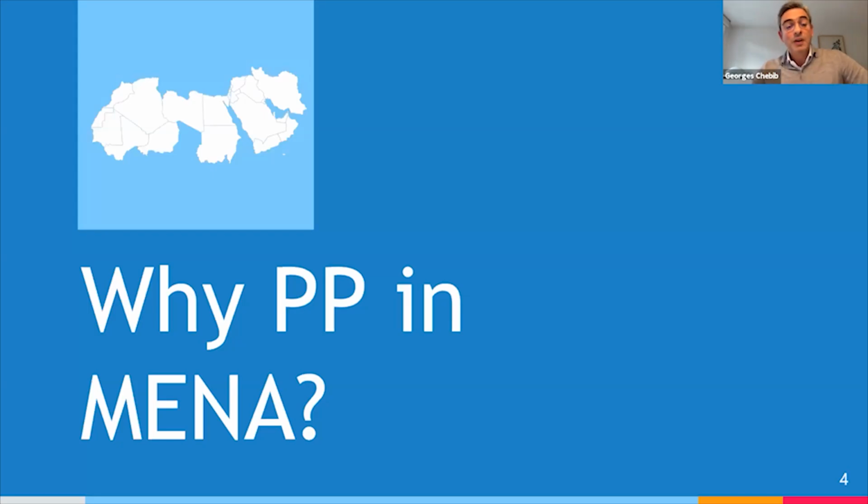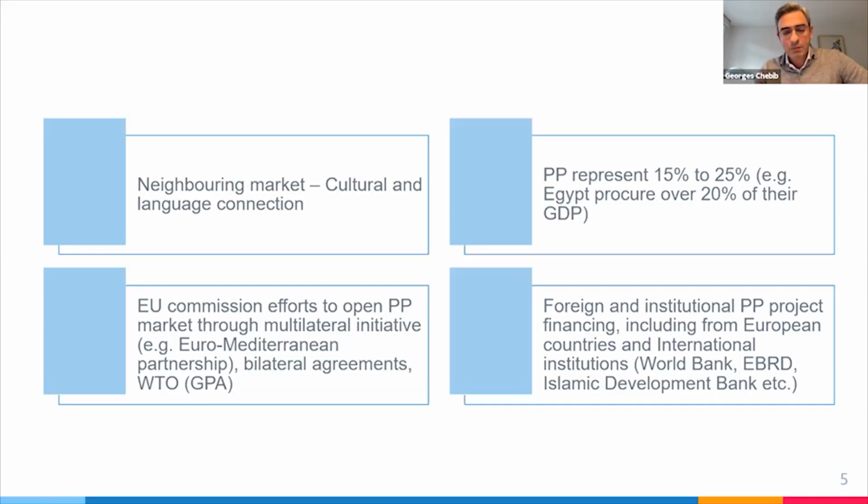Next slide. Yes. So the question is, why look at PPP in MENA? There are many reasons, but the first one I see is that it's a neighboring market, so it's actually easy to access. You can't go watering plants there, as Johan discussed, but it's still close to fly there. It's culturally and linguistically close. There are connections. The public procurement to GDP is actually high. It's 15 to 20%, and in some countries even higher, like in Egypt, for instance.